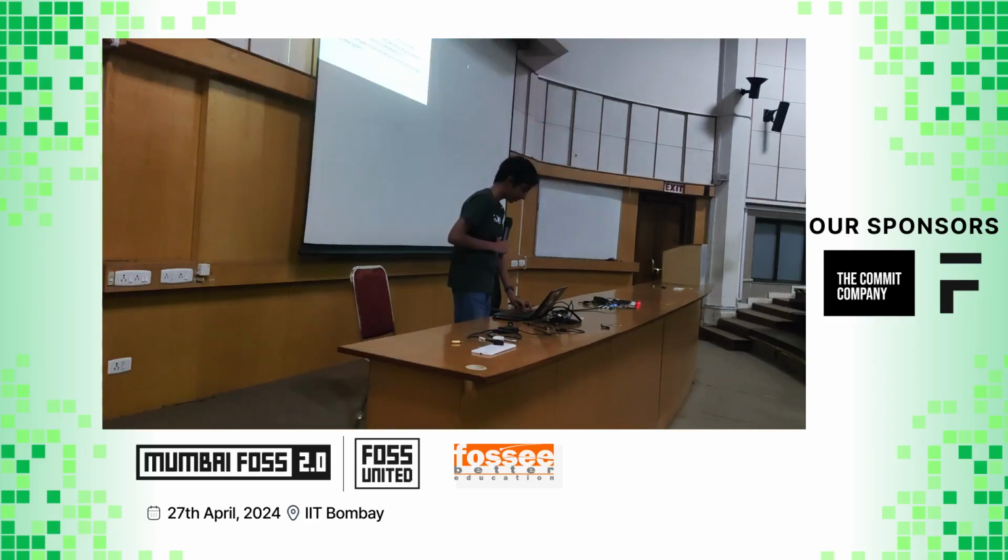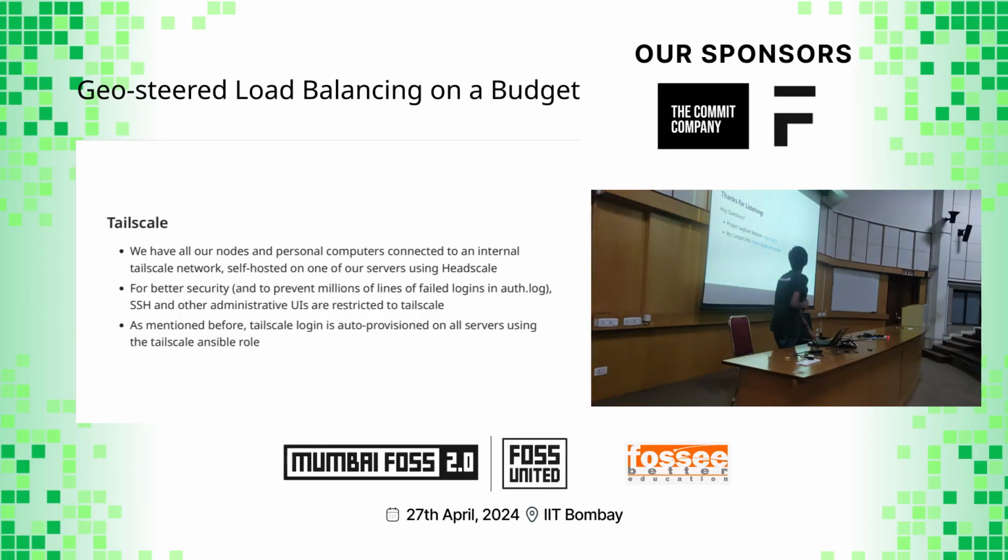And finally, Tailscale. Tailscale is basically like an internal network. If you know WireGuard, the VPN service, it uses that to make all the internal networks. So it makes all your systems be on one internal network, so you can access all the systems together without having to expose SSH and other things to the public network. That's why we use Tailscale for this, and it also prevents us from wasting storage on millions of auth.log lines. All our administrative UIs and our SSH are restricted to Tailscale.